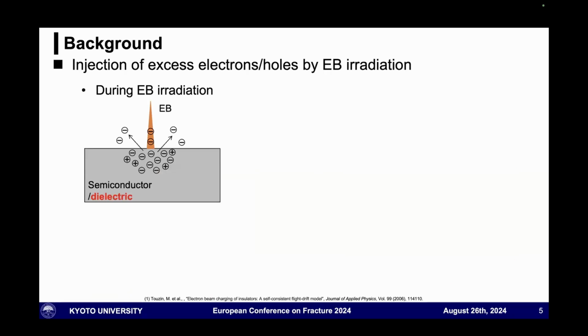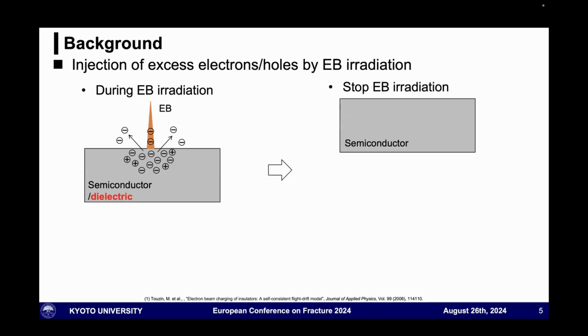When materials are irradiated with EBs, a large number of excess electrons and holes are injected into the materials. For semiconductors, when EB irradiation is stopped, it becomes electrically neutral due to its high electrical conductivity. As a result, mechanical properties change only under EB irradiation.